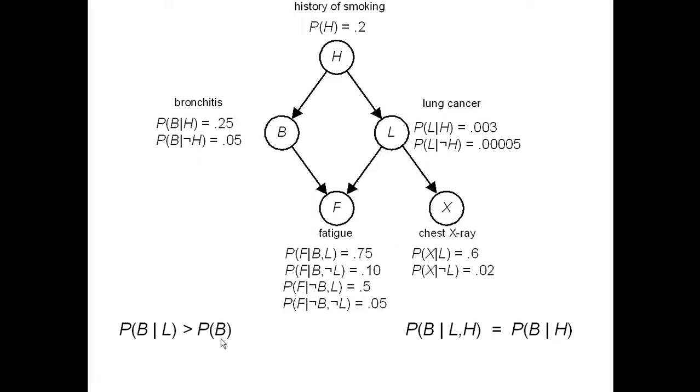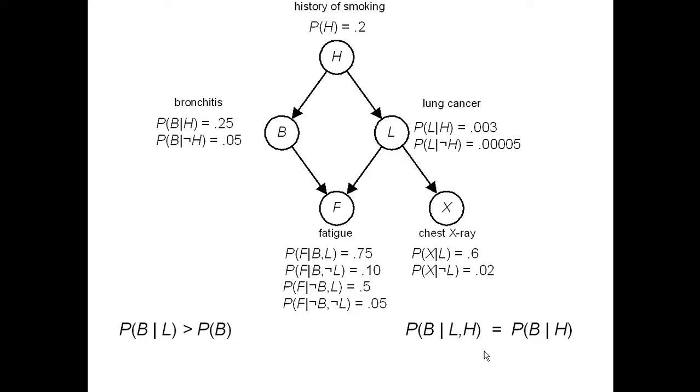All right, here is our example with lung cancer, etc. I've talked about this a little bit before, but let's look at it again. Lung cancer makes bronchitis more probable. That's what I'm saying. The probability of bronchitis given lung cancer is greater than the probability of bronchitis because lung cancer makes a history of smoking more probable, which makes bronchitis more probable.